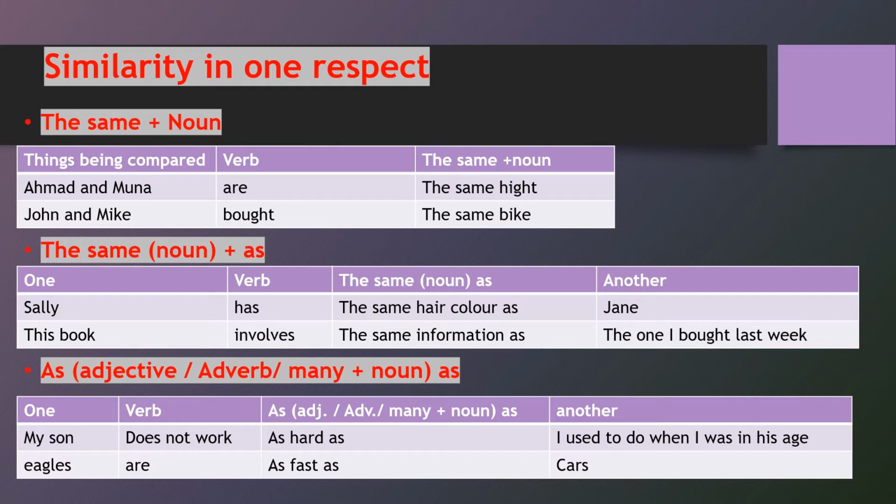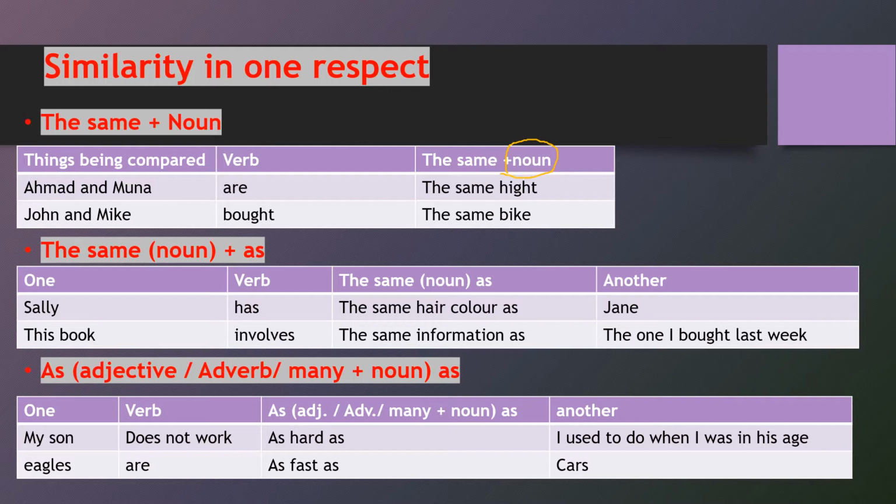First of all, we have the tool "the same". However, it needs to be followed by a noun. Let's look at the structure. In the first column, you insert the things that are being compared, just like the second one when we talked about "alike". The two things that you are comparing, and then you have the verb, and then you have the tool followed by the noun.